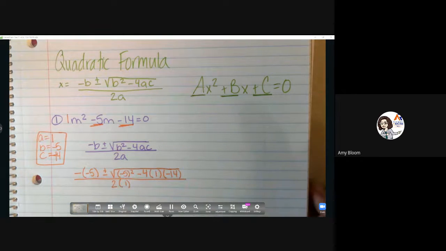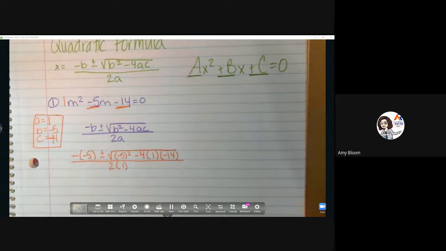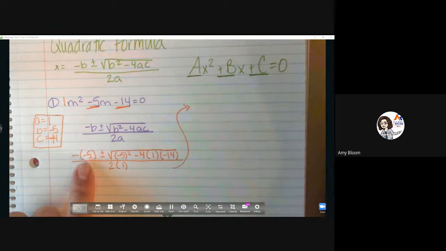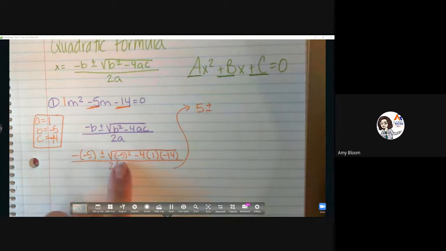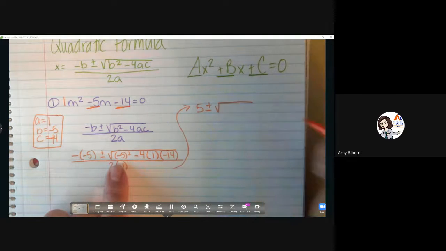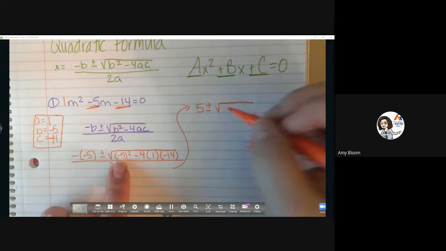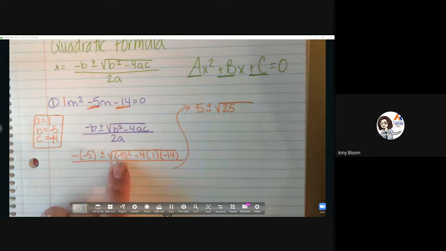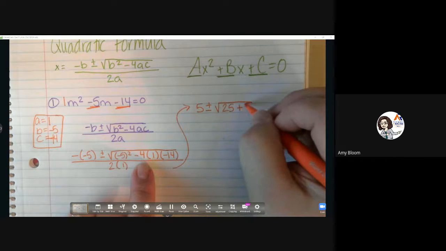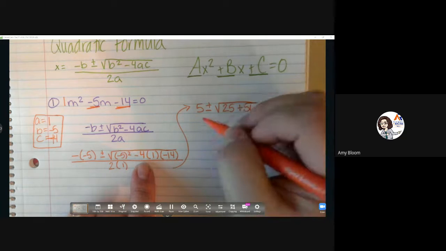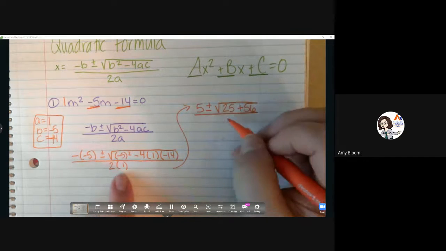Okay, so now we need to start simplifying this down. Negative negative 5 becomes positive, so that's 5 plus or minus, and we're going to leave this under the radical. Now negative 5 squared, or negative 5 times negative 5, is 25. And then I'm going to multiply all of this. So negative 4 times 1 times negative 14 is positive 56. And then all of that is over 2 times 1, or 2.